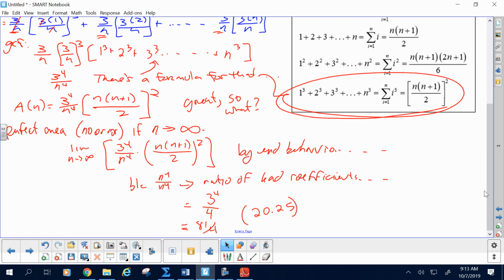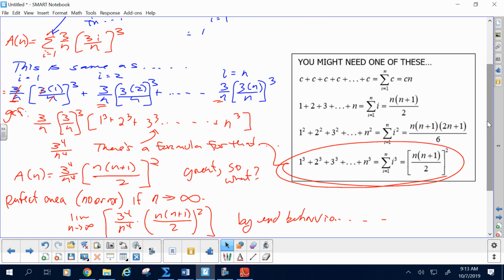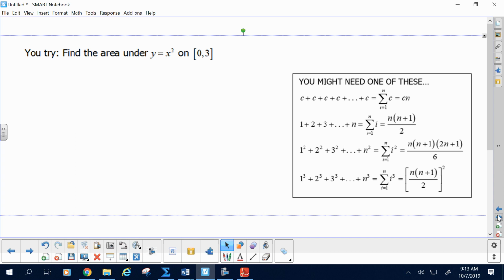Now, that said, we don't typically do this expansion and all that. I don't typically do that. Summation notation is way less writing. So let's do this in a little less writing kind of fashion.